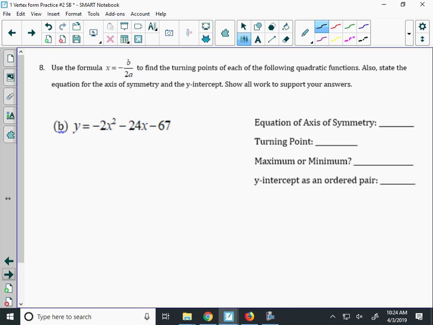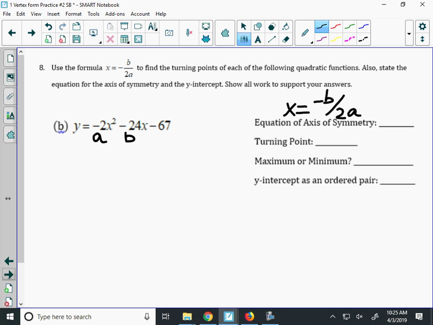All right, number 8 here. It says use the formula opposite of b over 2a to find the turning point of the quadratic, then state the axis of symmetry and the y-intercept. All right, so the axis of symmetry, remember to find that, we use this formula that I gave you, opposite of b over 2a. We need to know what a and b are. A is the first number you see, b is the next number.